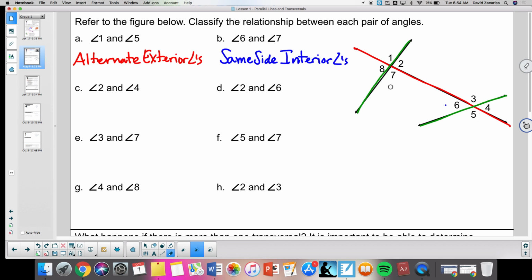Now let's go to 2 and 4. Angles 2 and 4, so you have angle 2, angle 4. Those are on the same side of the transversal, but again, one is exterior, one is interior. So we call those corresponding. All right, corresponding angles. 2 and 6. How about 2 and 6? Angles 2 and angle 6. Those are on alternate sides of the red transversal.